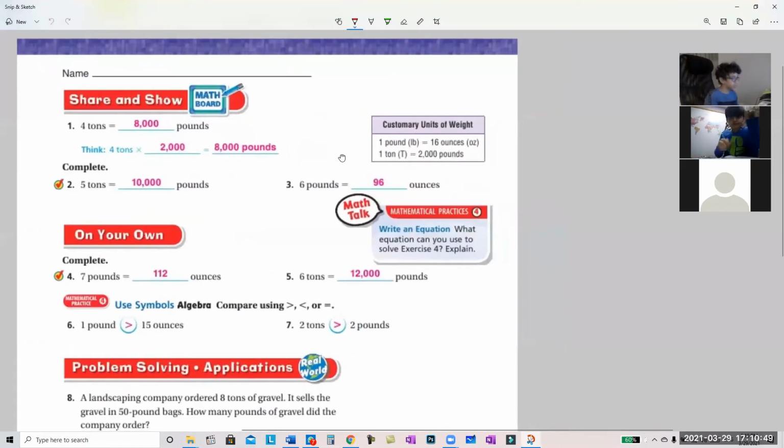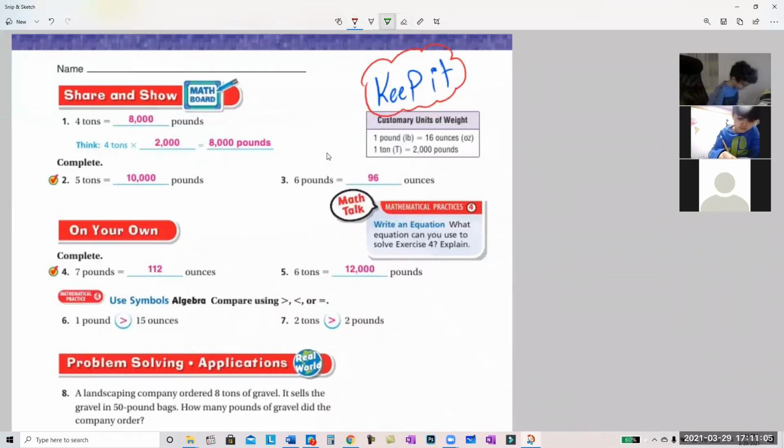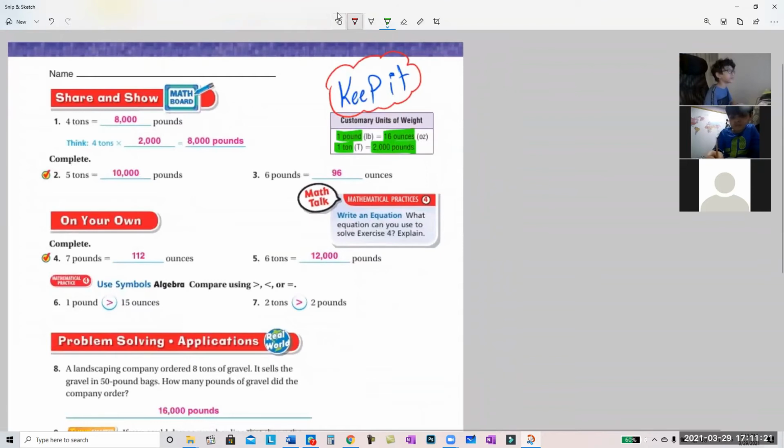Okay, before we start, you have to pay attention to this table. It's so important to keep it in your mind. So right after me, keep it here. Okay, let me read it first. 1 pound equals 16 ounces, and 1 ton equals 2,000 pounds. Okay, so right after me, these notes, please. It's so important for you to be able to convert between customary units of weight.